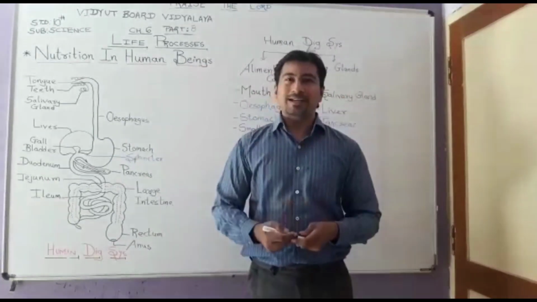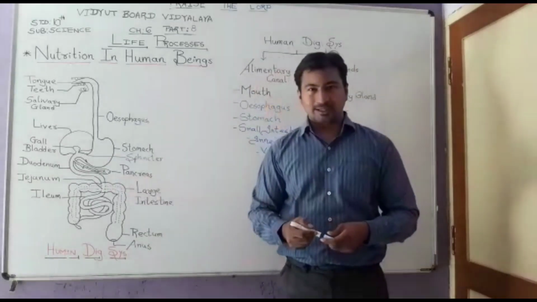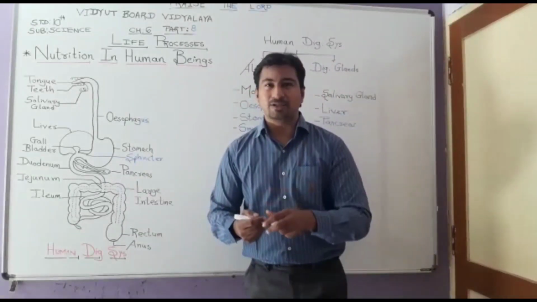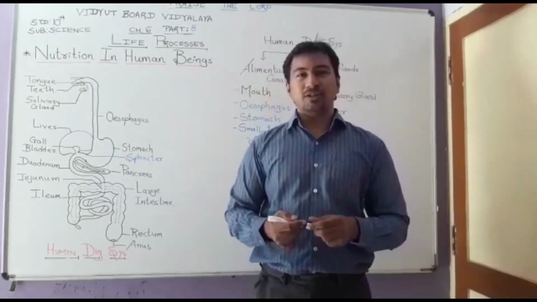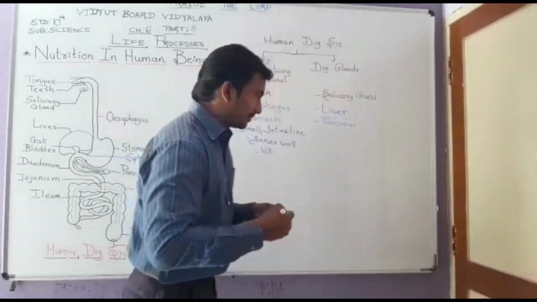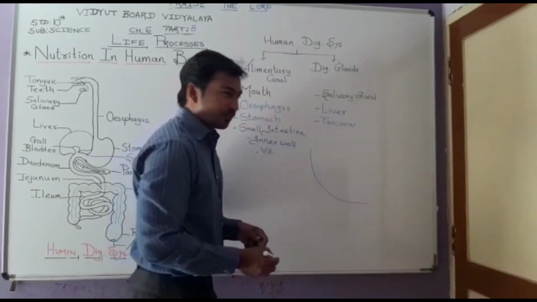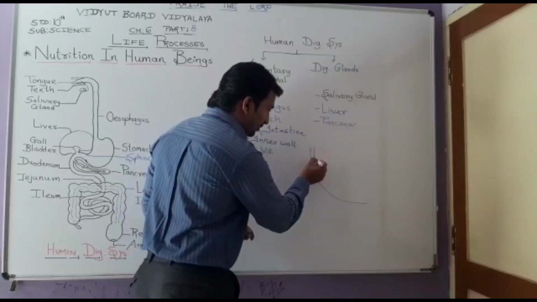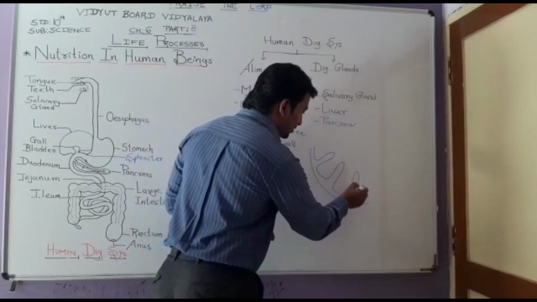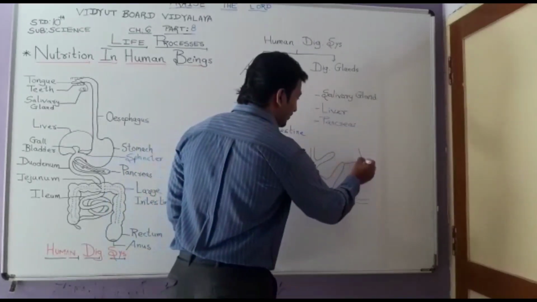Now after the proper digestion of the food, in the inner wall of the small intestine there are thousands and millions of small finger-like structures, and these finger-like structures are said to be villi. The structure is somewhat like this. This is the inner lining of the small intestine, and it has millions of such finger-like structures called villi.